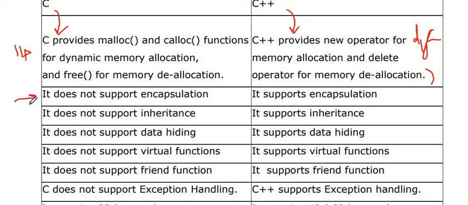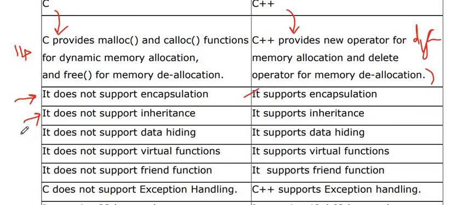Now let us see the next difference. Under the C, it does not support encapsulation, but under the C++, it supports encapsulation. Let us see the next difference between C and C++. C does not support inheritance. Under the C++, it supports inheritance.